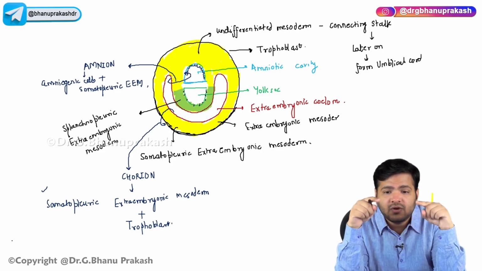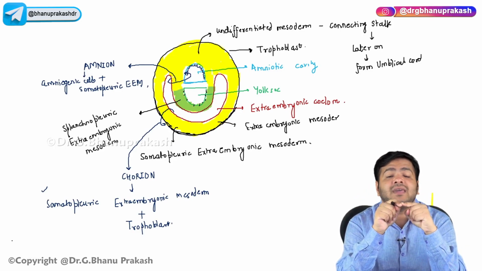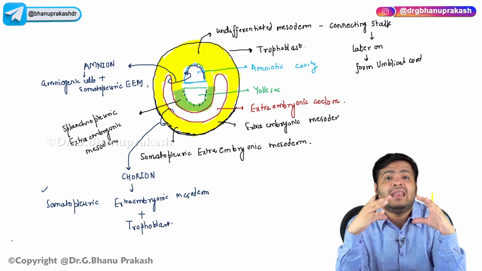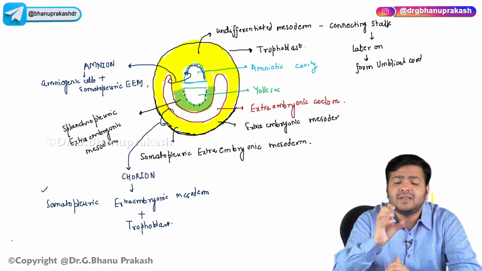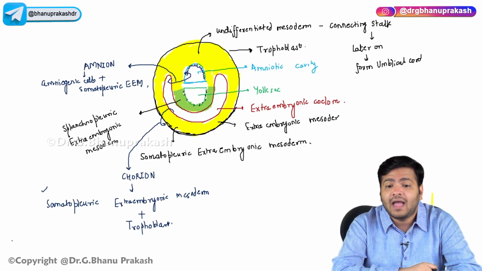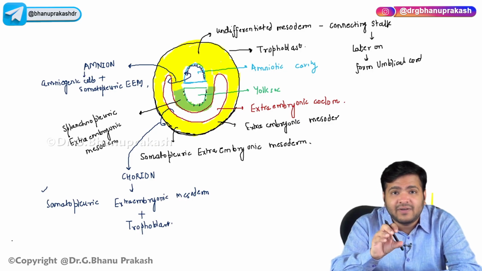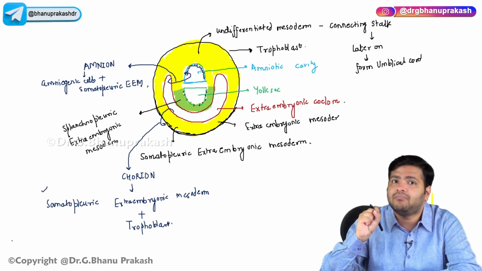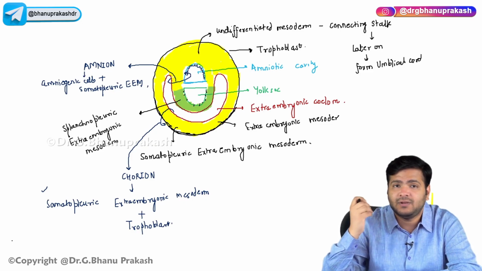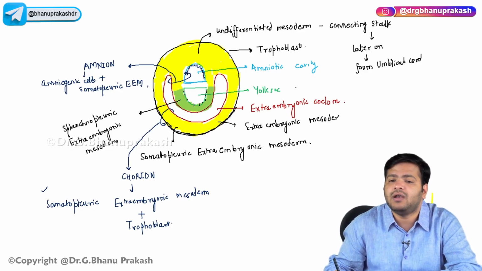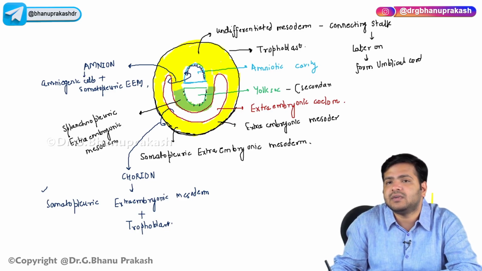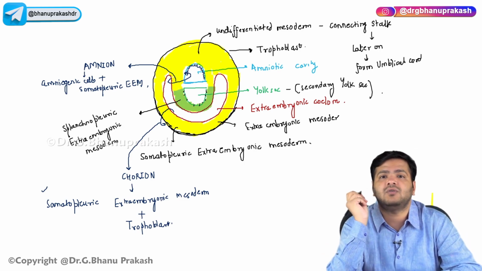Now, outside you already know there is the extraembryonic coelom. This extraembryonic coelom will grow larger in size. Now, it will try to compress this primary yolk sac. As the primary yolk sac is compressed, a small portion of it will be pinched off, which will dissolve later on, and the remaining yolk sac will now be called the secondary yolk sac.